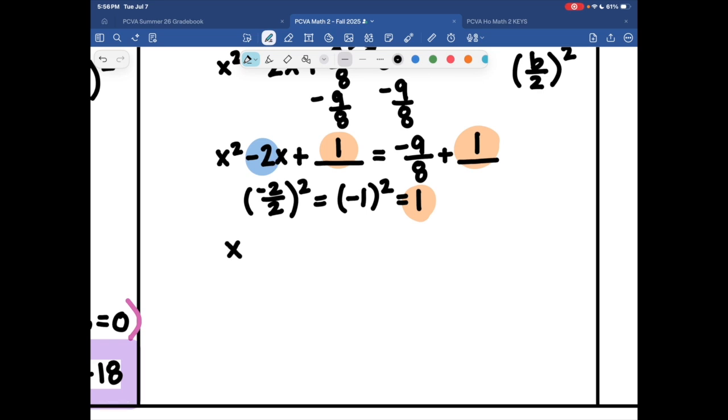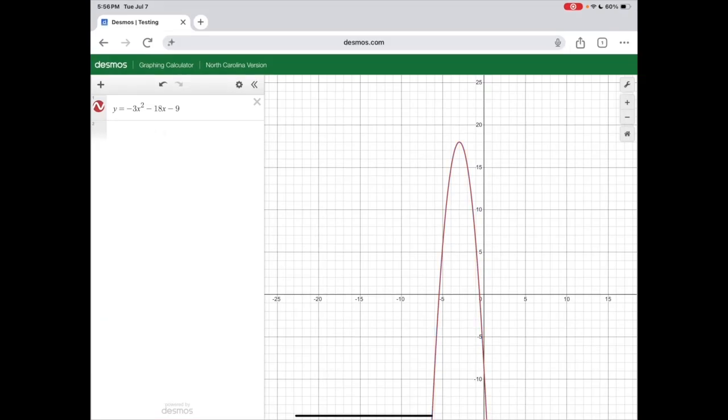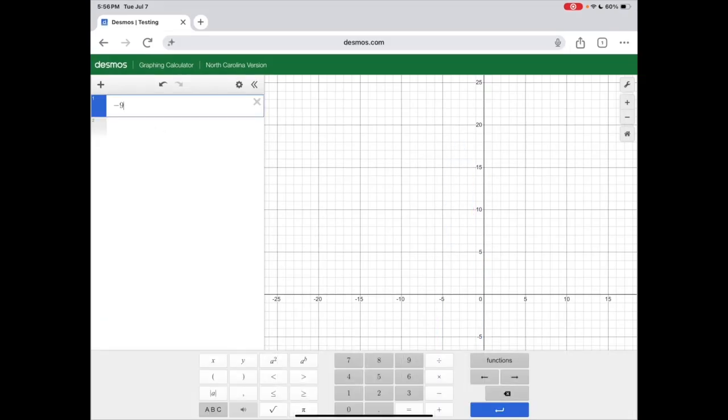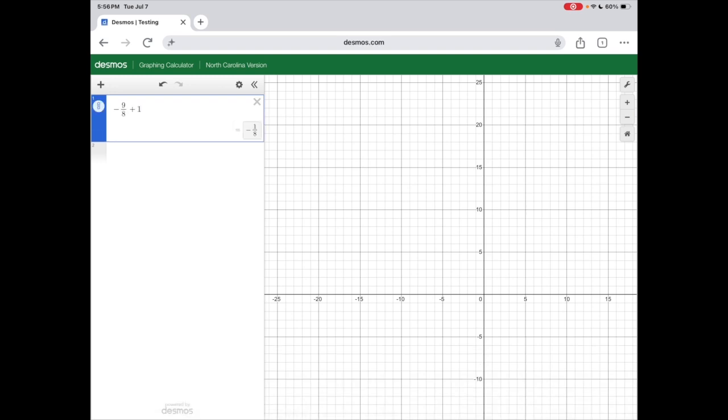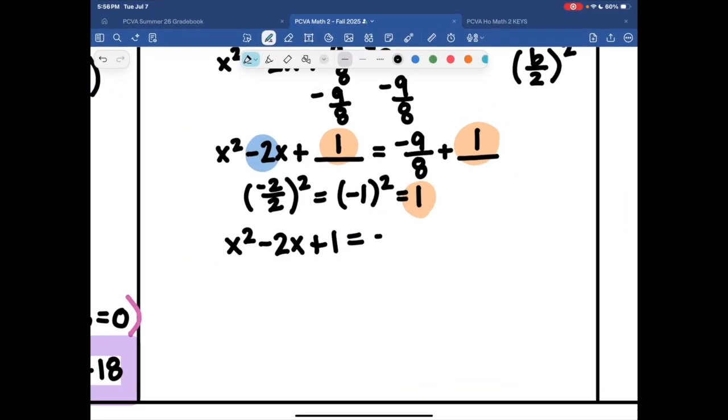So we now have x squared minus 2x plus 1, and that's going to equal negative 9 divided by 8. If you need to use the calculator to calculate that, that's fine. So negative 9 divided by 8 plus 1. And of course, I would probably turn it back into a fraction. It's up to you though. And I get negative 1 over 8.